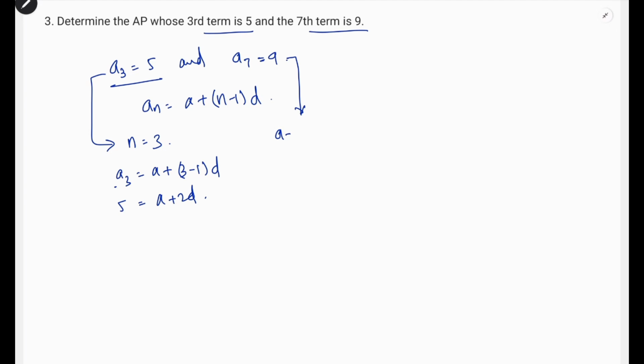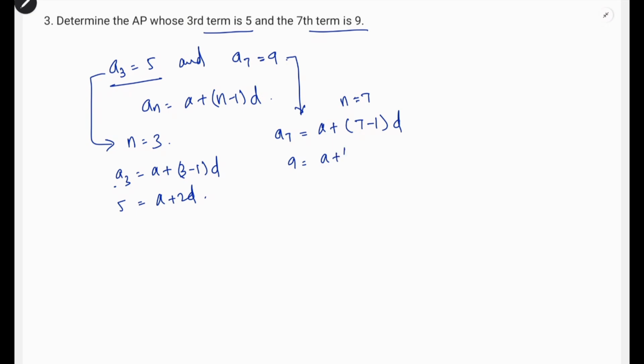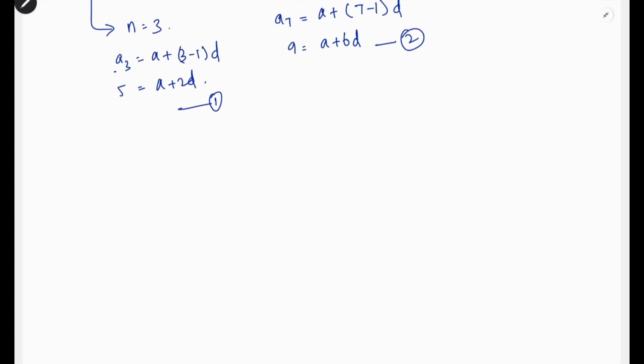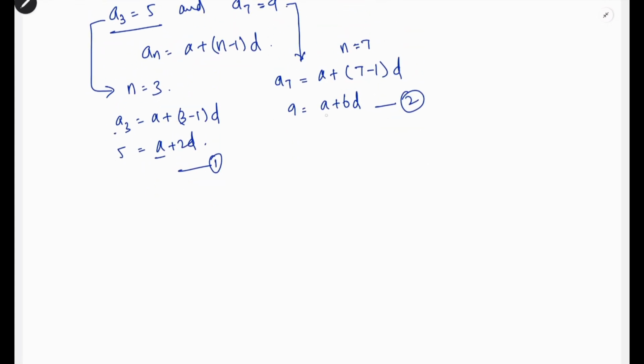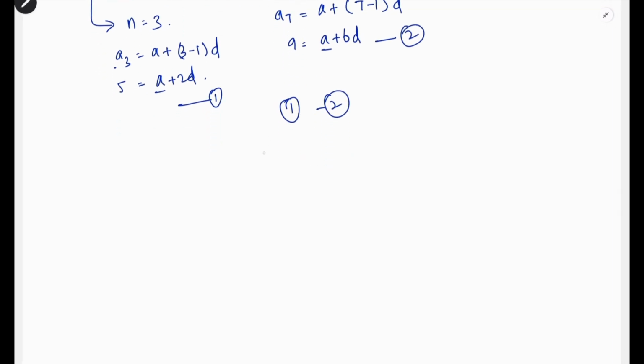And now we will take this equation. It is A7 is equal to a plus n, here n is 7, 7 minus 1 into d. A7 is 9. 9 is equal to a plus 6d. Now we will take this as first equation and this as second equation. In both terms we have a. Now we will subtract first equation and second equation, so that a can be eliminated.